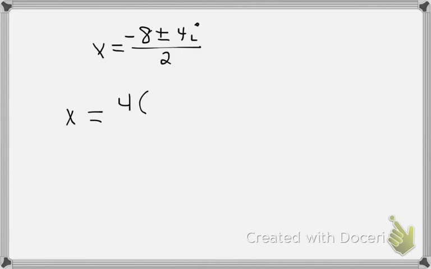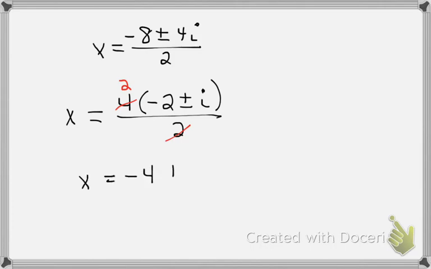Pull out a 4, which would leave you with negative 2 plus or minus i all over 2. So once we factor, can we reduce? This time there's a 2 left in the numerator. You guys agree? So if I multiply back through, that would be negative 4 plus or minus 2i.